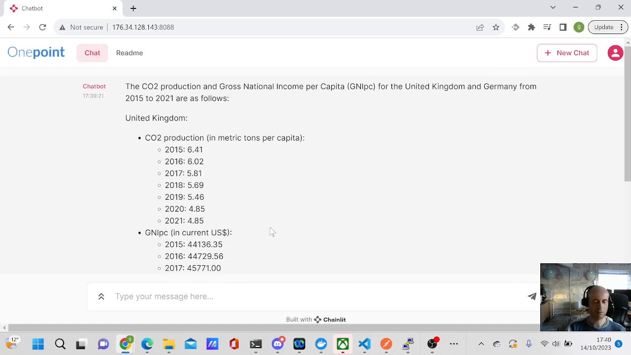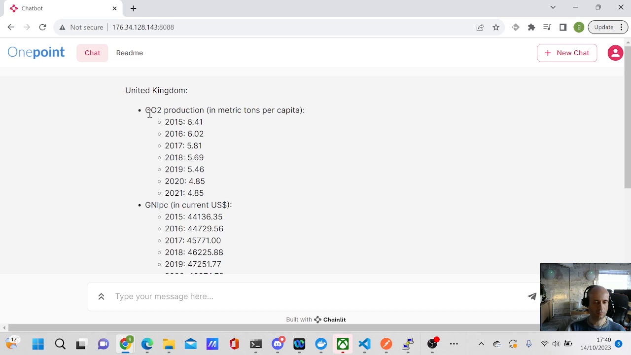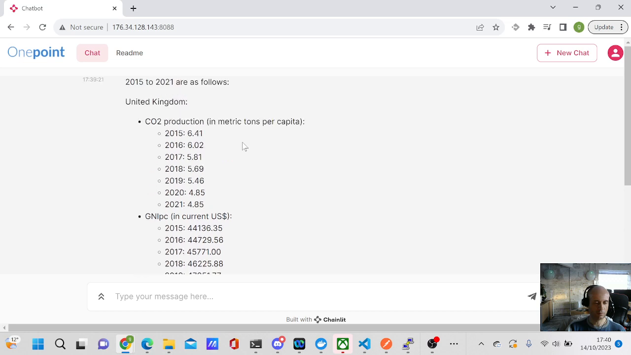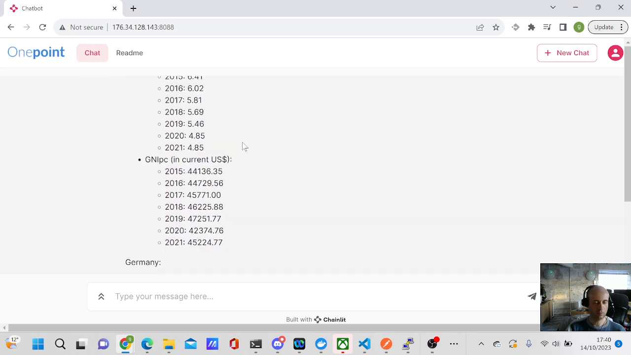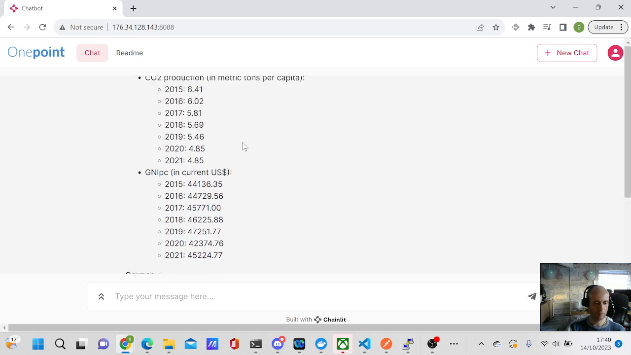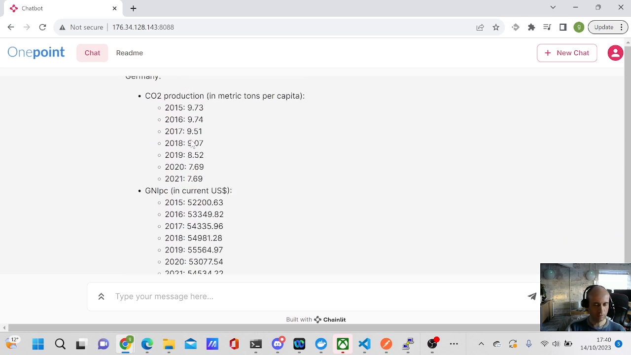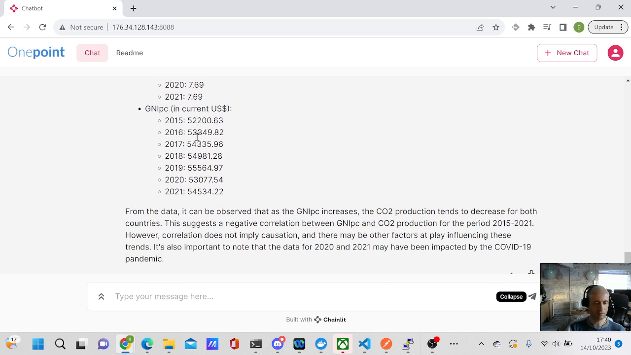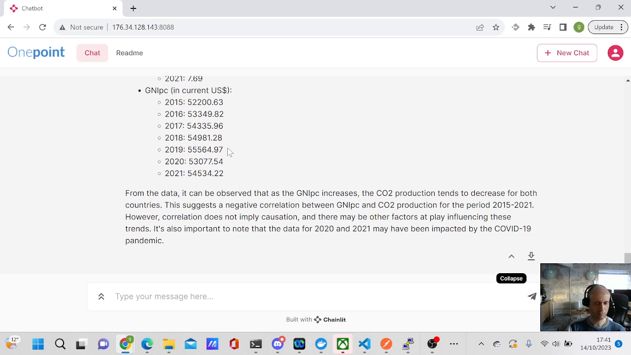The CO2 production and gross national income per capita, GNIPC, for the United Kingdom and Germany from 2015 to 2021 are as follows. And there you go. CO2 production is this. This is the gross national income. This is for the United Kingdom and this is for Germany. You can see in both a decreasing trend, and in the UK it stays almost the same. It goes slightly up, and then it goes down again. I think this is due to COVID.